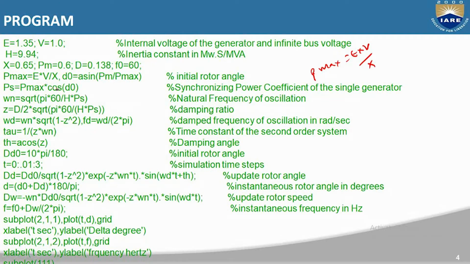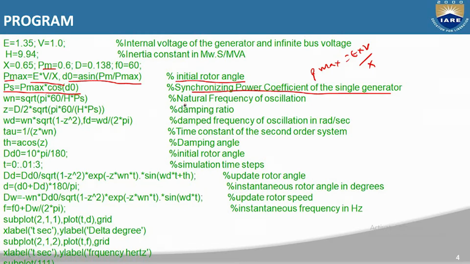So here this one, D naught, rotor initial angle, is asin of Pm divided by P maximum. Calculate initial rotor angle. From the P maximum and initial rotor angle, calculate the synchronizing power coefficient of single generator. So that is indicated with PS, P maximum multiplied with the cos of D naught.